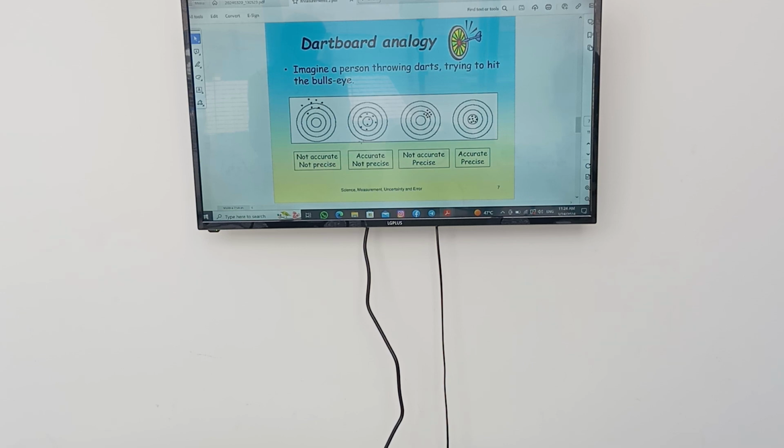The second one from the left is accurate but not precise. All of these darts are as close as possible to the bullseye, okay, but they are not precise. They are scattered. The third one is not accurate, but it is precise. Okay, they are not close to the bullseye. However, they are organized in their scattering. The fourth one is accurate and precise because they hit the bullseye and they're organized in their scattering. Okay, so this basically tells you the difference between precision and accuracy.